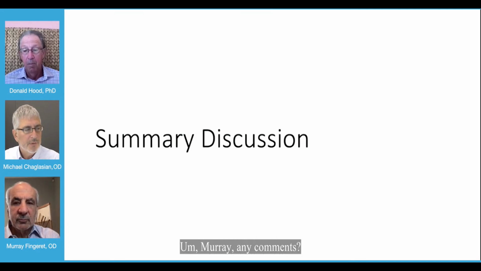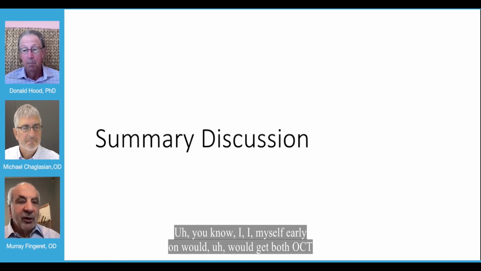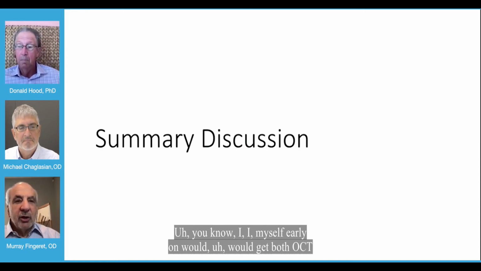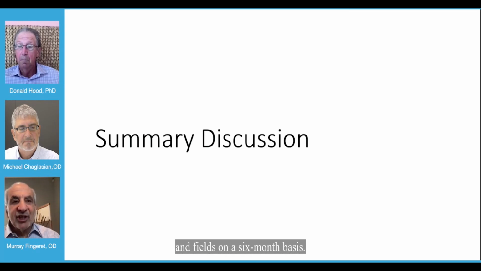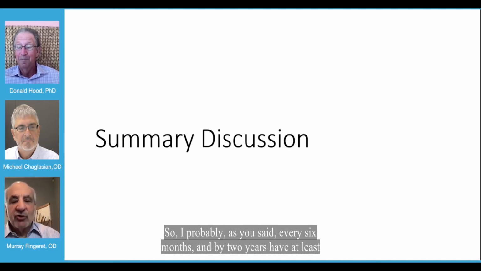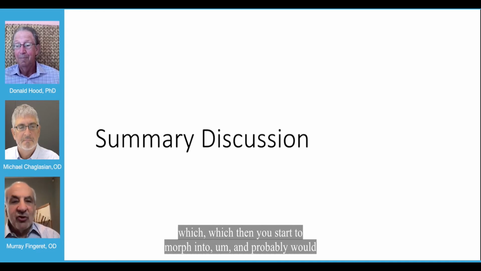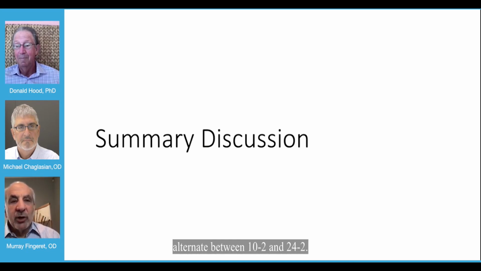Okay. Murray, any comments? No, I mean, I think you did a great job of that case. I myself early on would get both OCT and fields on a 6-month basis, with the idea of needing to get about five of the tests. So I probably do, as you said, every 6 months, and by 2 years have at least 5, and that would provide a better metric for progression analysis, which then you start to morph into, and probably would alternate between 10-2 and 24-2.